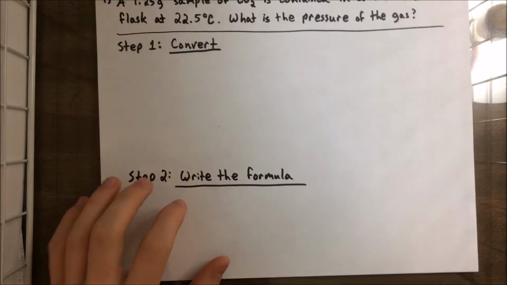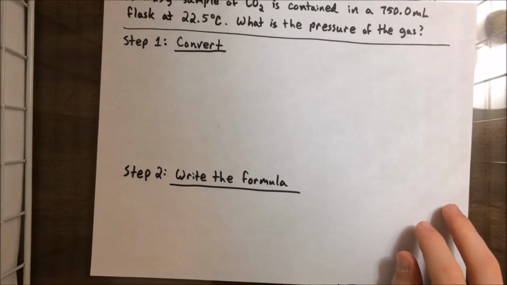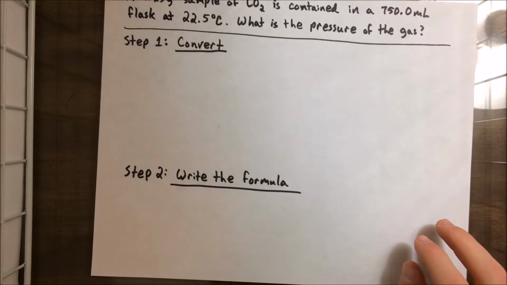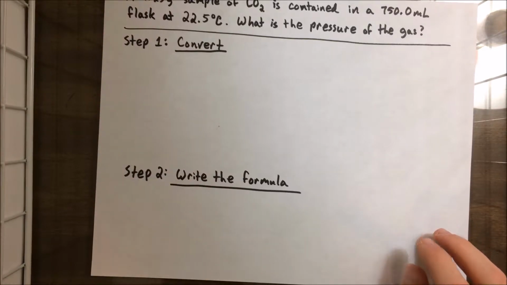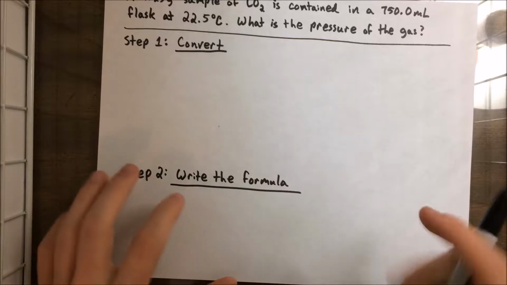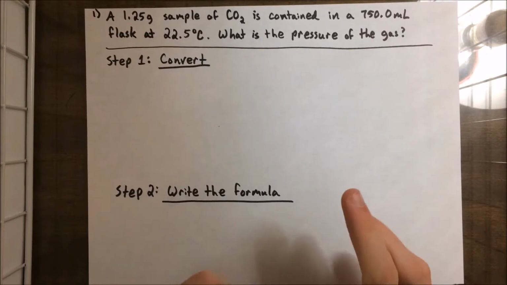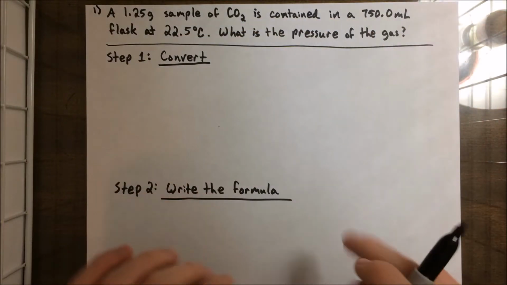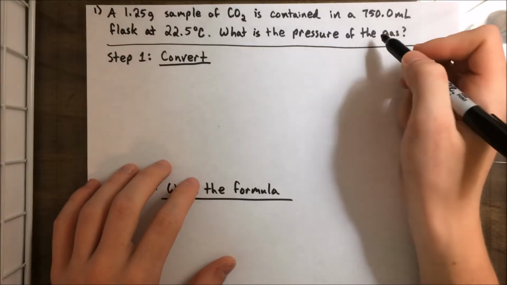Okay, so now let's look at an example. In this example, a 1.25 gram sample of CO2 is contained in a 750.0 milliliter flask at 22.5 degrees Celsius. What is the pressure of the gas?